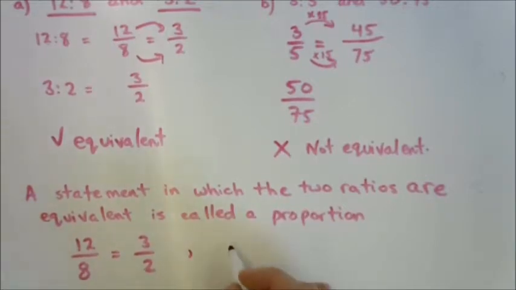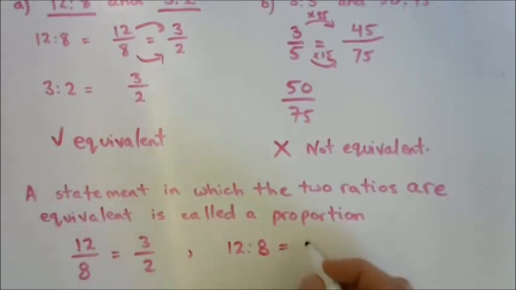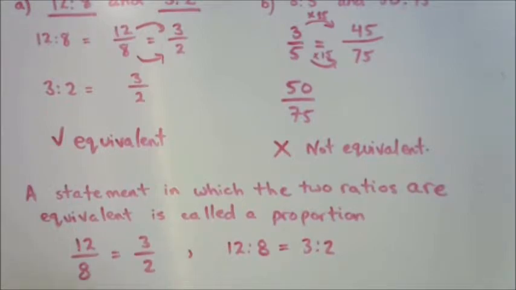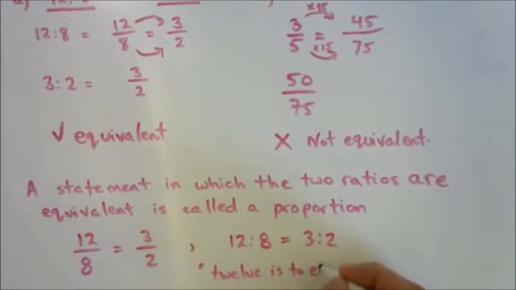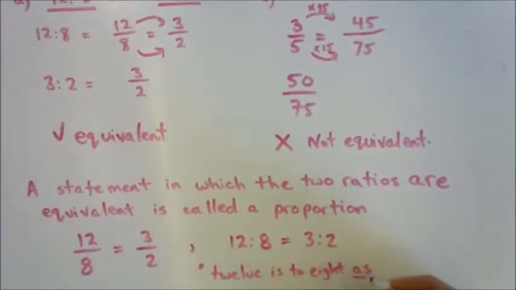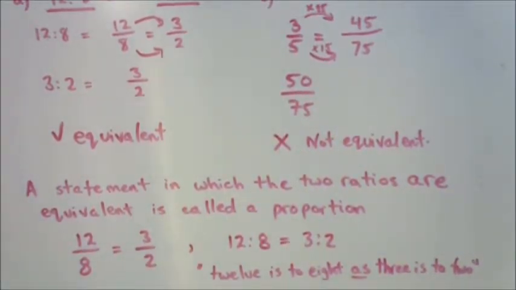Another way to write this, 12 to 8 equals 3 to 2. Okay, fraction form and ratio form. We could also write it using our words. We could say 12 is to 8 as 3 is to 2. And there you have what a proportion is.